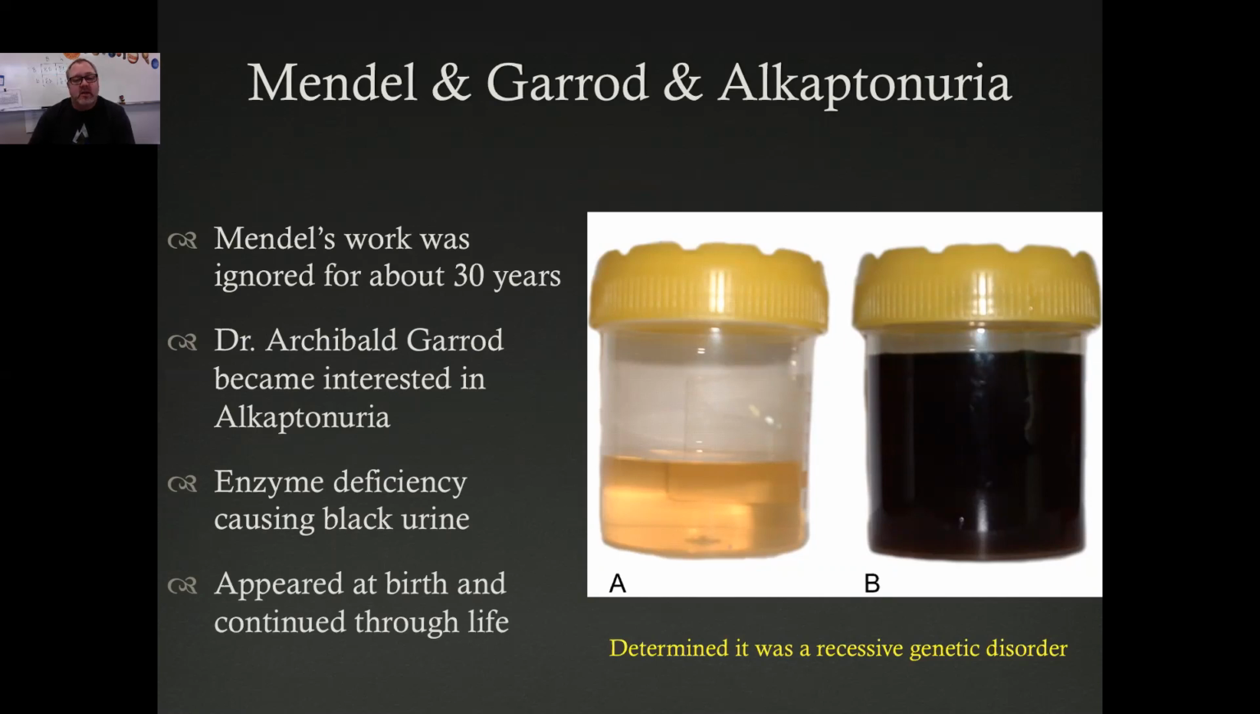Well, it wasn't until a scientist by the name of Archibald Garrett started having patients. He was a doctor, a physician, and he started having patients that had black urine.